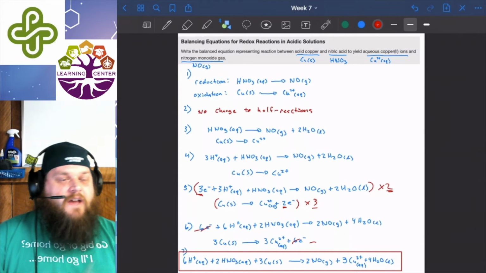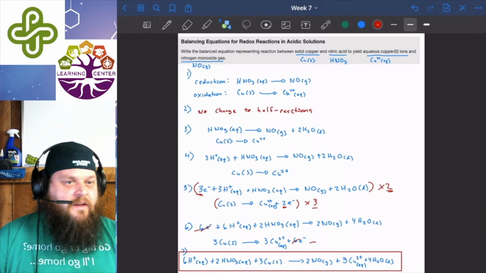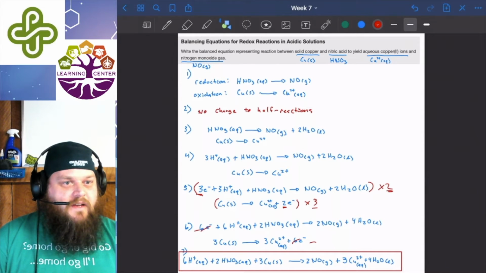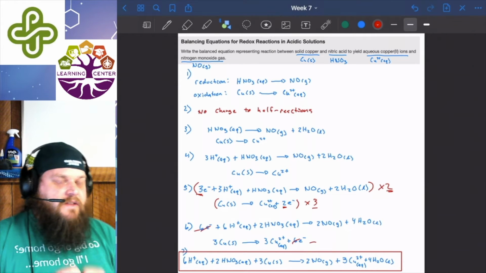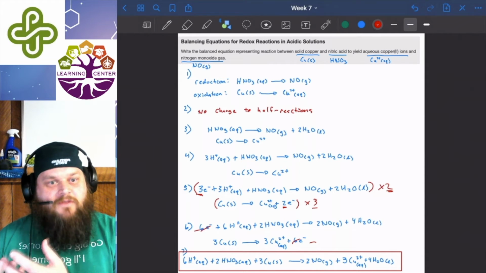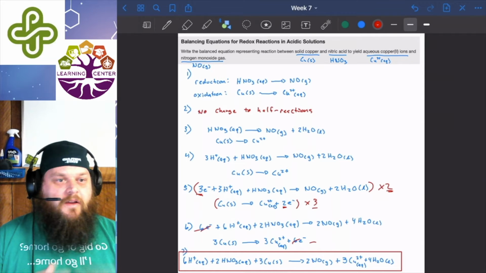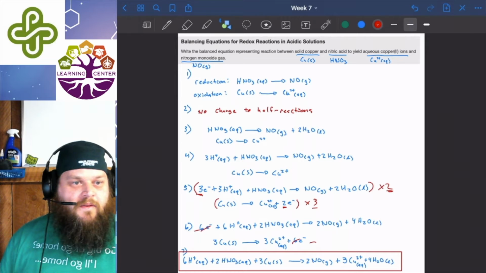Then we add in those hydrogens to them. Basically, how acidic does this solution have to be? And those extra hydrogens floating around in there will kind of balance the hydrogens on the other side of it. Then we add in those electrons. And the electrons are the key part because that's what's happening in this redox reaction. The electrons are flowing from some of the reactants to the products or vice versa, depending on which direction it's going, if it's oxidizing or if it's reducing ultimately.